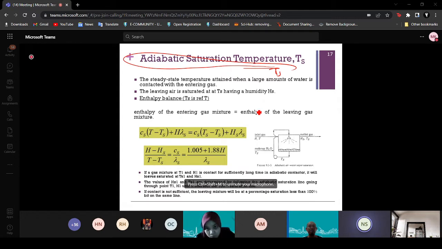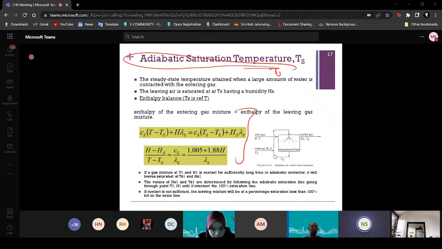So yang lain-lain ni I don't want to talk about it because it's like how they run experiment and so on, and then they reach the adiabatic saturation. You know what is adiabatic? Adiabatic ni you belajar dalam reaction adiabatic. So meaning that the entering gas mixture and leaving is in equilibrium. There's no heat transfer, mass transfer. So it's in equilibrium condition. Adiabatic. Okay. So kalau tak faham juga, Google adiabatic. You all kan suka Google kan, adiabatic, what is the meaning.